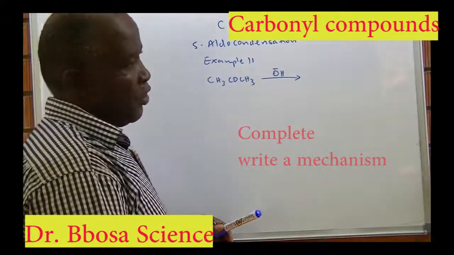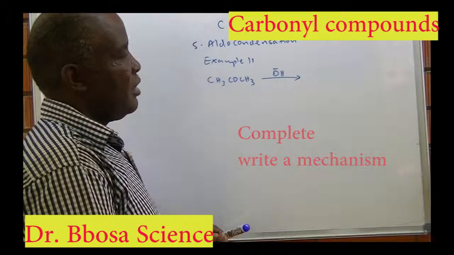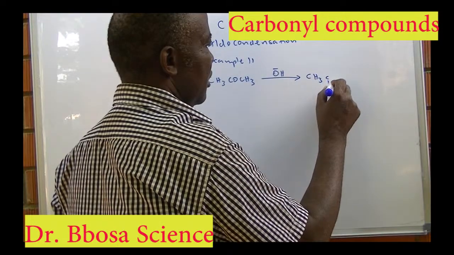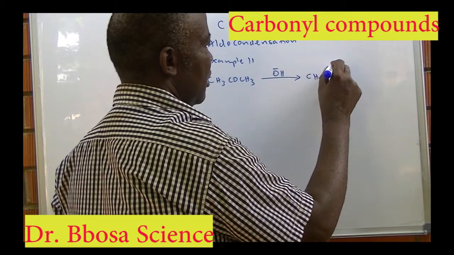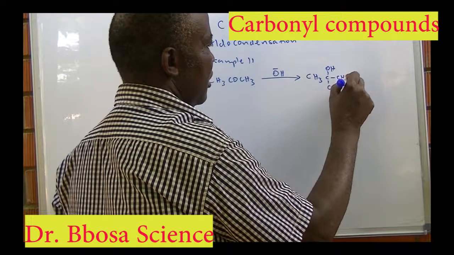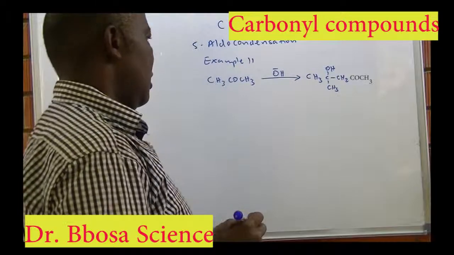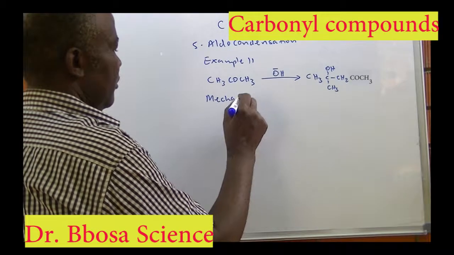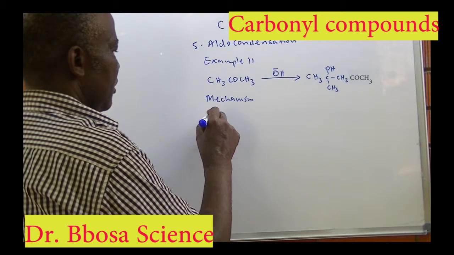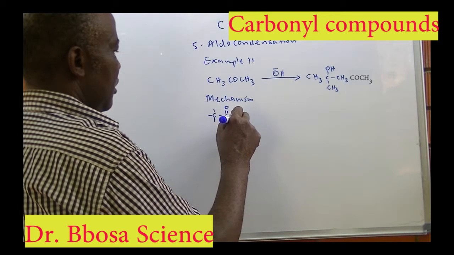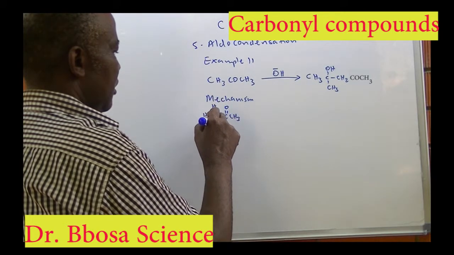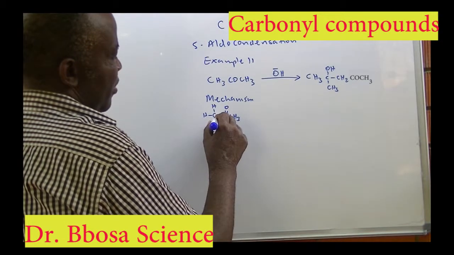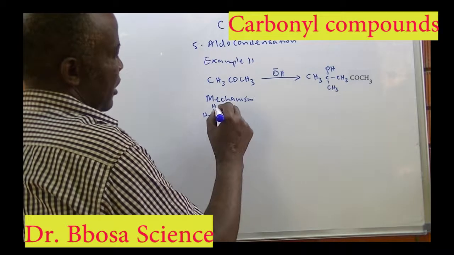Example 2. Complete. Write a mechanism, then you compare your answer with mine. I hope you have got it. Mechanism. OH ion uses the pair of electrons to pick a proton from the compound. The double bond goes.